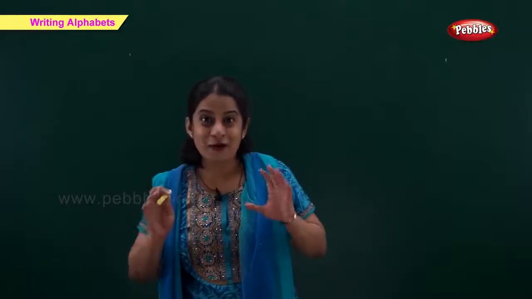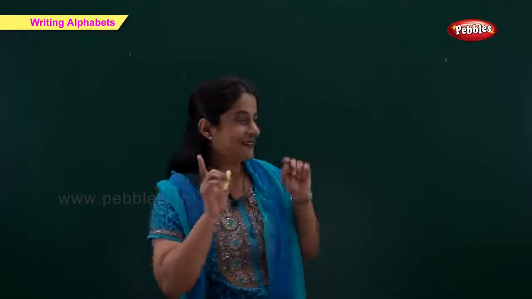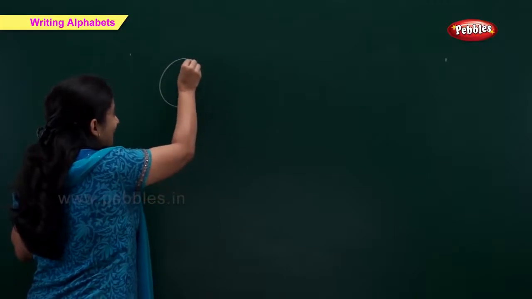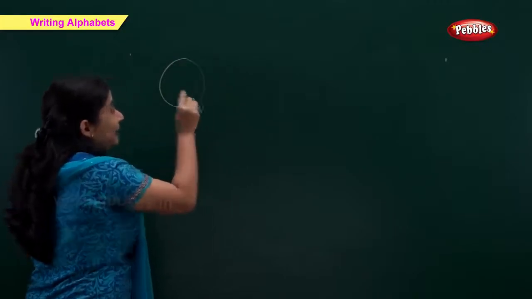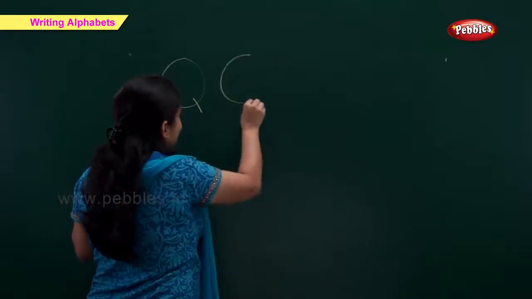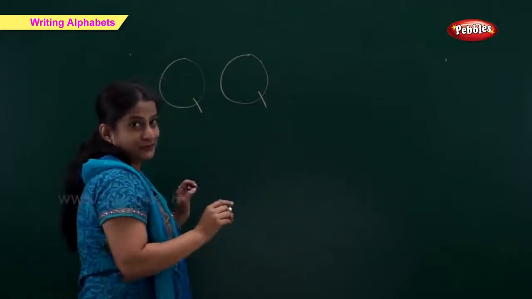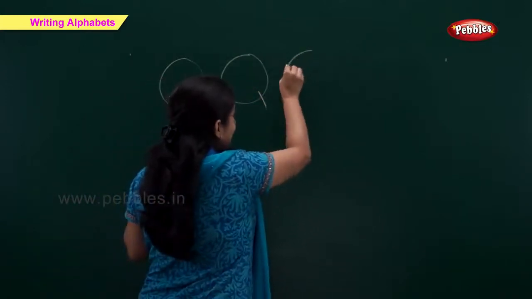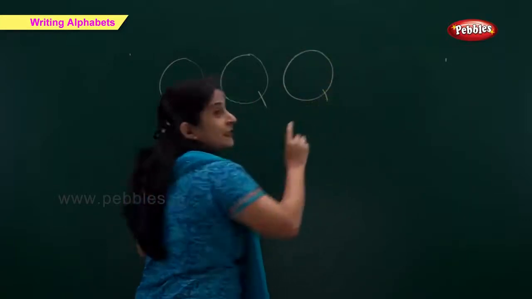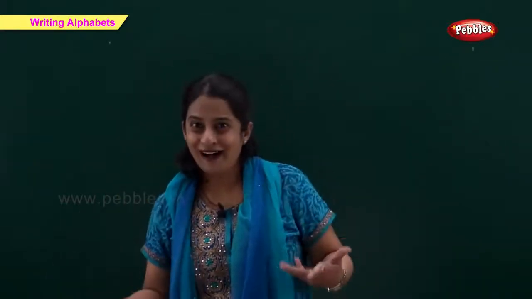Q is just an O with a cross line. Isn't it simple? Q. Now we are going to write R.